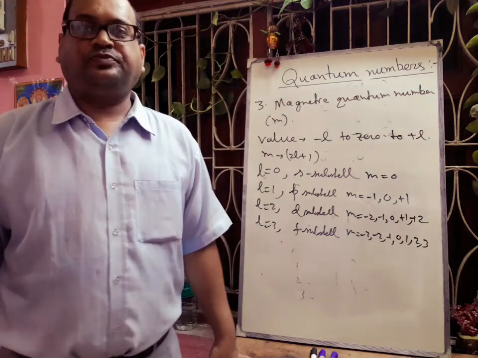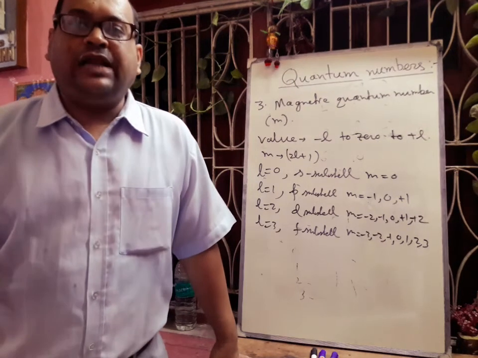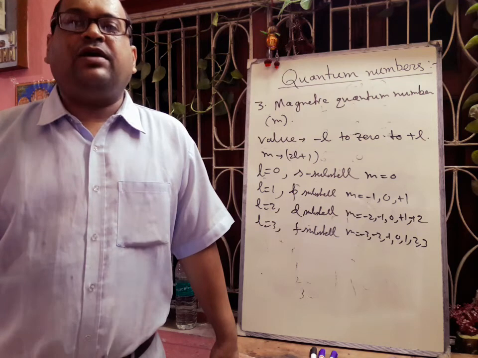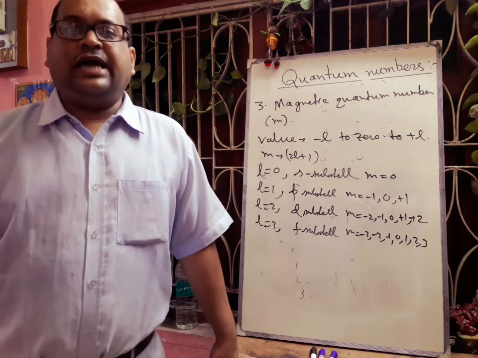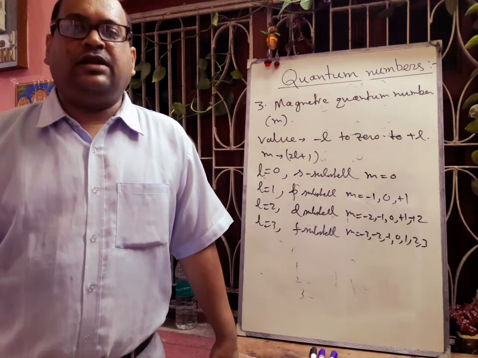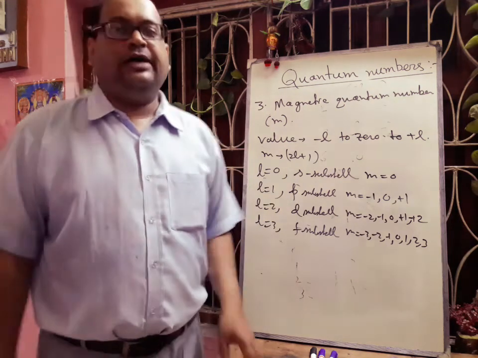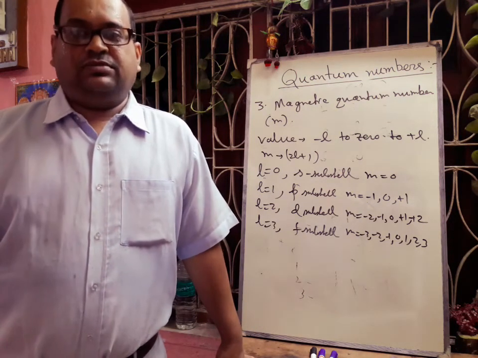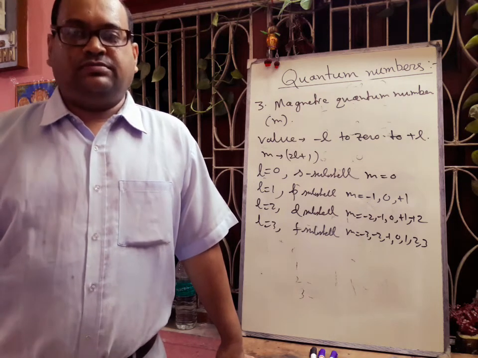Now m values for a given value of L are used to calculate the number of orbitals in a subcell. For a given value of L, the number of m values is equal to the number of orbitals in a subcell. In terms of L values, the number of orbitals of a subcell is equal to 2l plus 1. When n is equal to 1, then the L value will be 0, and the m value will also be equal to 0.